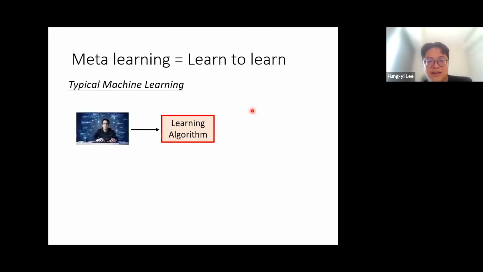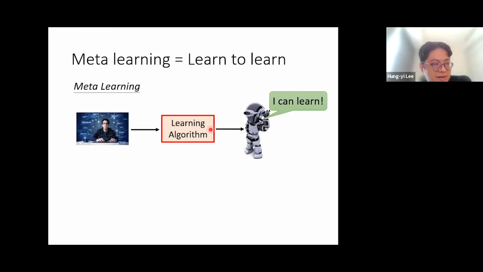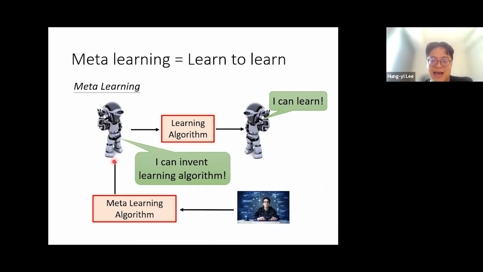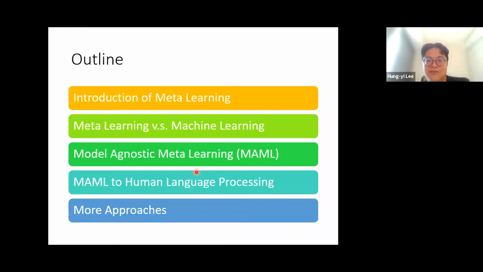So in typical machine learning, you can consider that a developer invents a learning algorithm, and the machine has this learning algorithm, so it can learn from data. For meta-learning, to make the long story short, you can consider it in this way. The learning algorithm is invented by another machine, by another model. And what the developer does is write the meta-learning algorithm. Due to the meta-learning algorithm, the machine can learn the learning algorithm from the data. After it learns the learning algorithm, it can apply it to machine learning problems. So you can solve machine learning tasks more efficiently with the learned learning algorithm. So this is the basic idea of meta-learning.